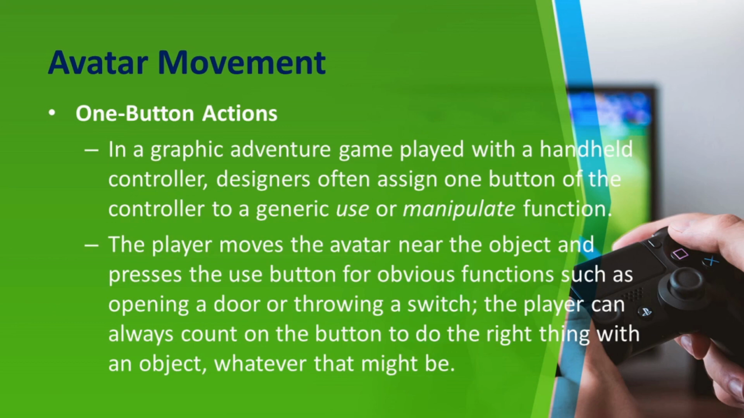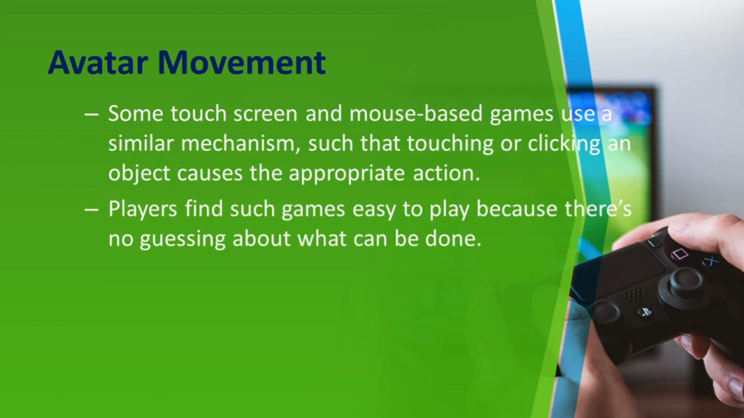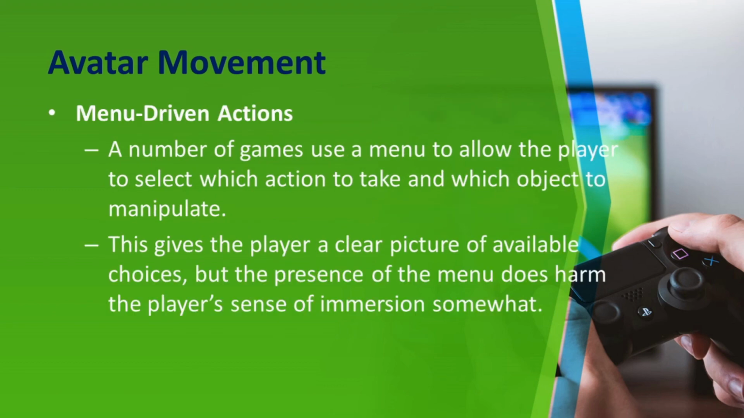Next, under avatar movement, we have one button actions. In a graphic adventure game played with a handheld controller, designers often assign one button of the controller to a generic use or manipulate function. The player moves the avatar near the object and presses the use button for obvious functions such as opening a door or throwing a switch. The player can always count on the button to do the right thing with an object, whatever that might be. Some touchscreen and mouse-based games use a similar mechanism, where touching or clicking an object causes the appropriate action. Players find such games easy to play because there is no guessing about what can be done.